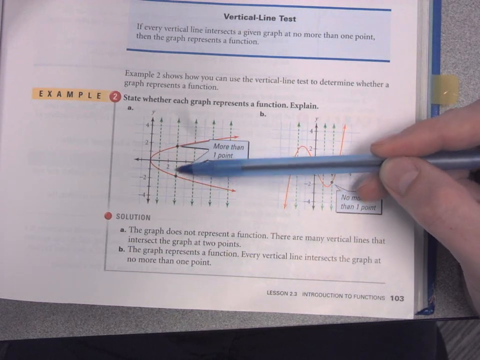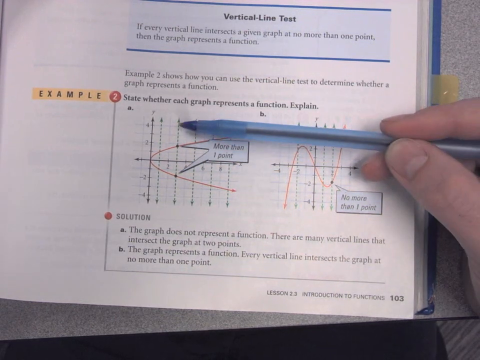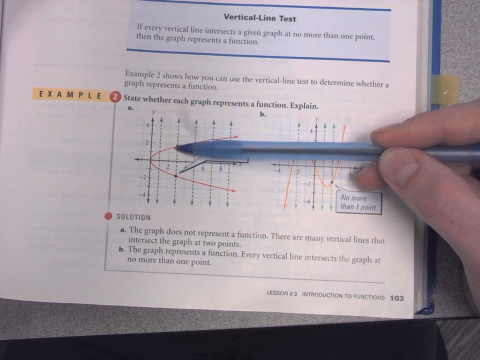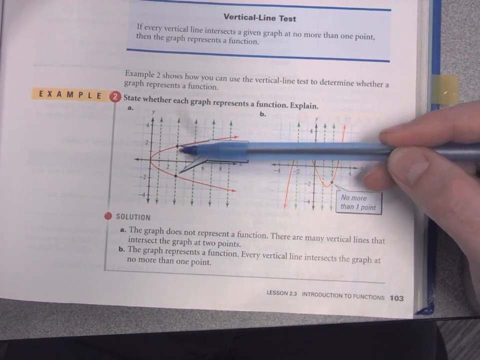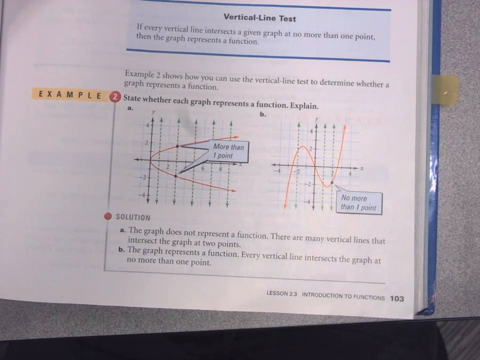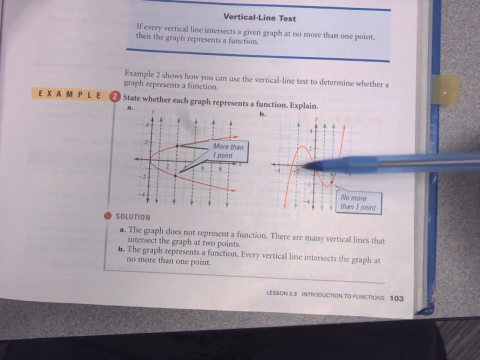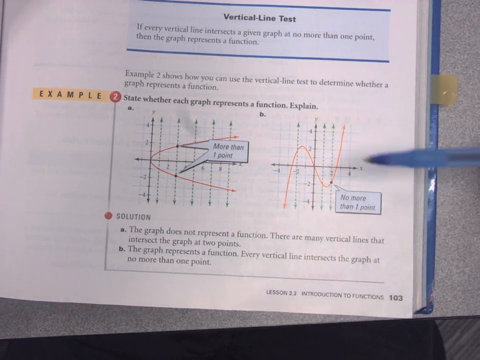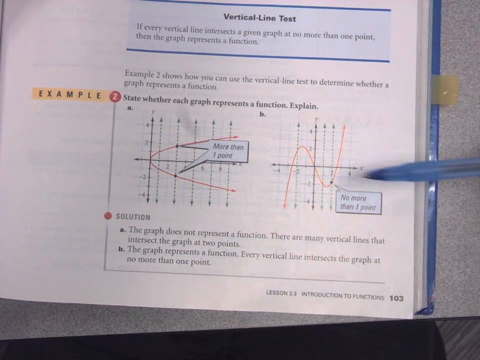Okay, so this guy is not a function because it fails the vertical line test. This vertical line, when it hits the graph twice, represents 2 outputs for a given input. This one over here, though, when you draw vertical lines, there's nowhere you can draw a vertical line that will hit the graph more than once.